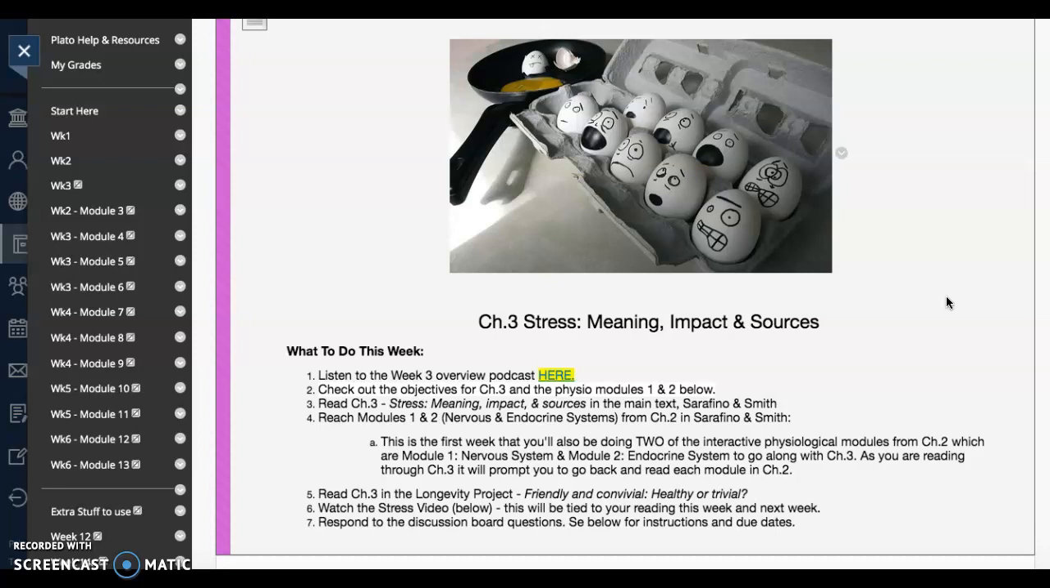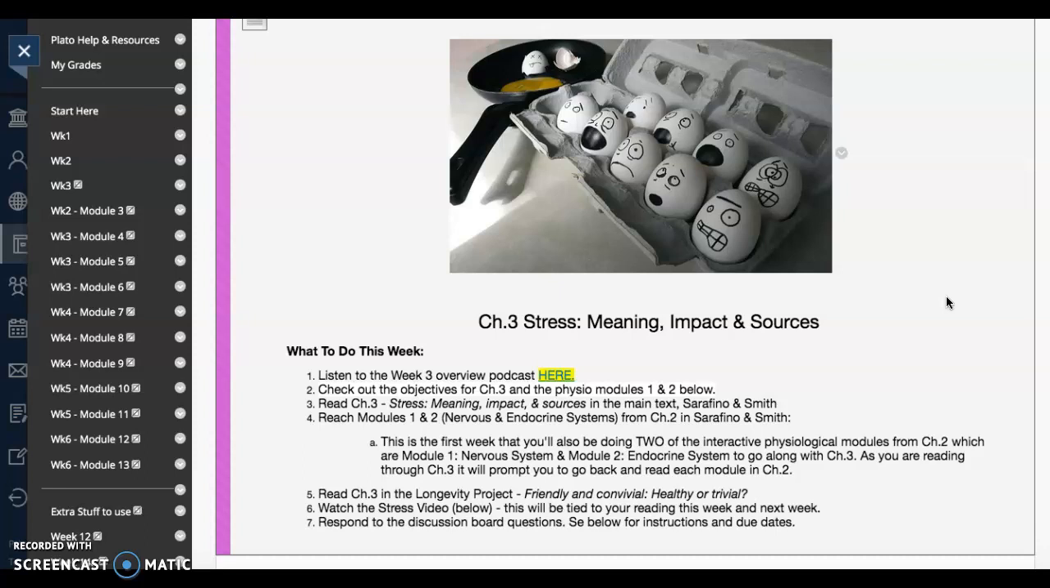So if you break open your textbook right now, you can pause this podcast and do it. What you're going to find is that chapter 2 is broken up into modules. Each module covers a physiological system of the body. So modules 1 and 2 are going to be the nervous system and the endocrine system. And we cover these modules specifically while we are talking about stress, because the nervous system and the endocrine system are those systems of the body most affected by stress.